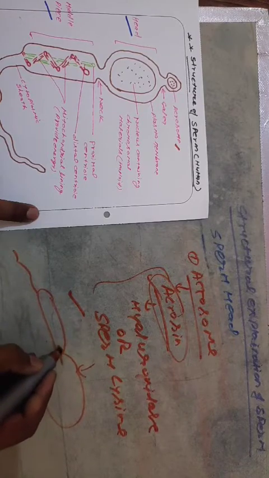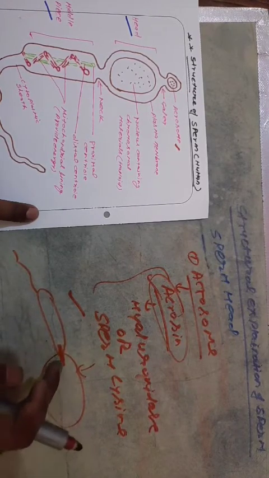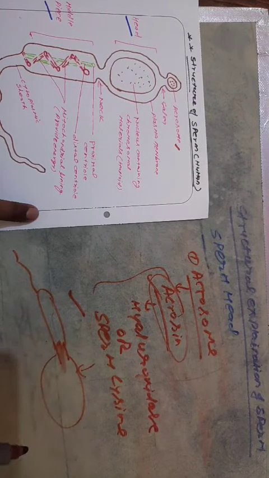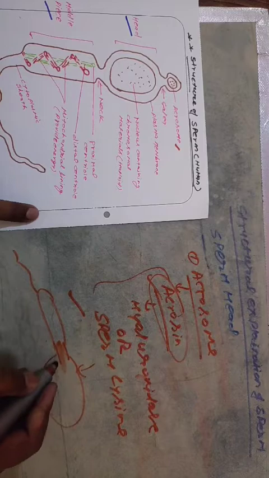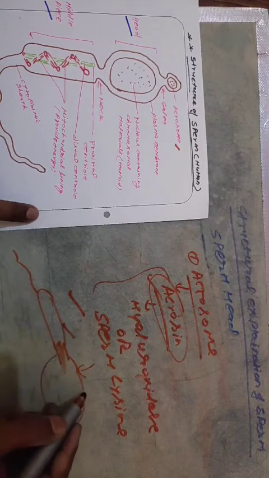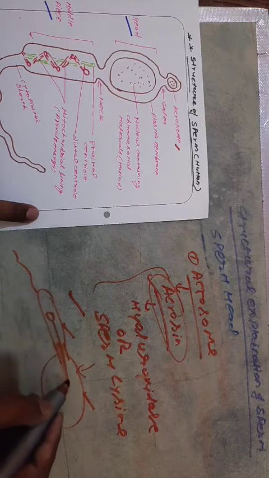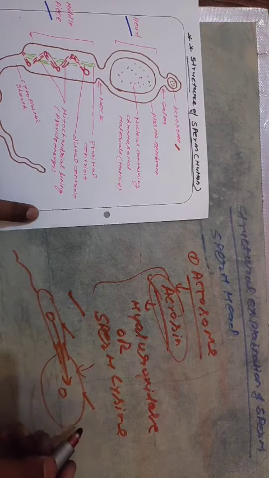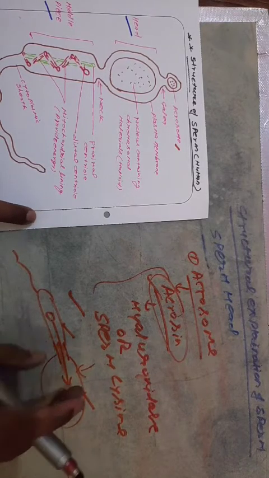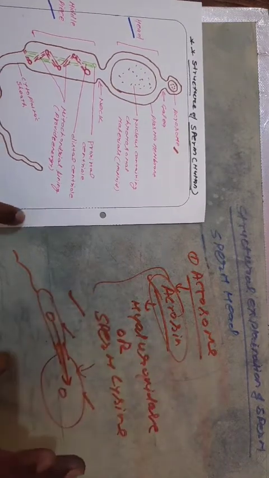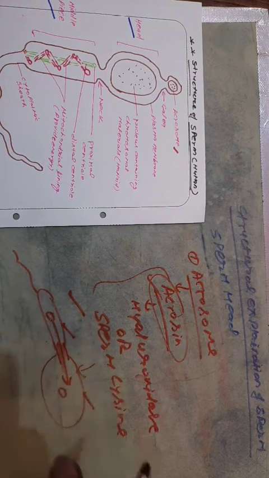that is known as the zona pellucida. To overcome that problem, the sperm head, that is the acrosome, releases the enzyme acrosine, which makes the pathway very clear for the sperm nucleus, so that the sperm nucleus easily reaches the nucleus of the egg cell and performs the process of syngamy. That's why the acrosome is very important for sperm as well as syngamy.